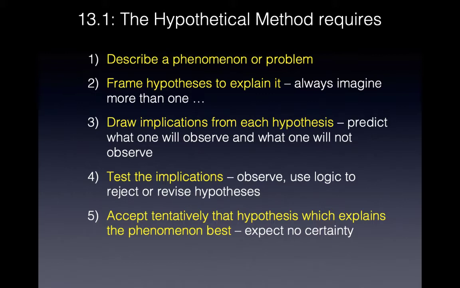Finally, step 5, we accept tentatively, temporarily, until a better hypothesis comes along. Keep an open mind, we might be wrong. We accept tentatively that hypothesis which explains the phenomenon best. We can never be certain. What we've got is the best available hypothesis thus far, and that's as good as it gets. We don't get certainty in science.